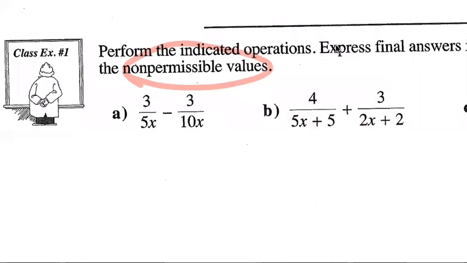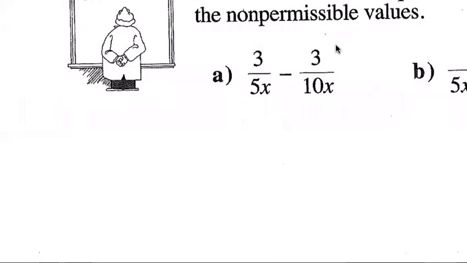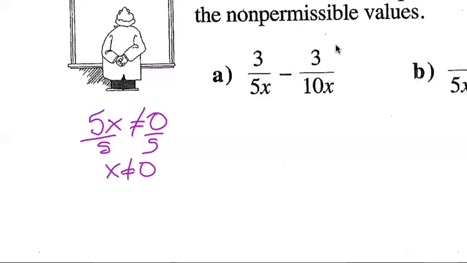So let's go to example 1, and we will start with finding our non-permissible values. So example 1, 5x. Remember, to find the non-permissible values, you're taking your denominator, saying that cannot equal 0, and then you're solving for the variable. Divide by 5, x cannot equal 0.